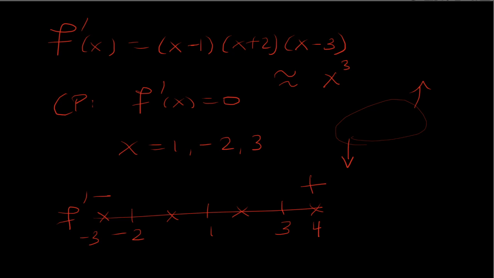Okay, next I'm going to plug in, let's say 0. It's my favorite number to plug in. So I get negative, positive, negative. So that's going to be positive. Then let's pick a number between 1 and 3. We'll say 2. This is positive, positive, negative. Okay, so that's a negative. So my function is decreasing, increasing, decreasing, and then increasing.